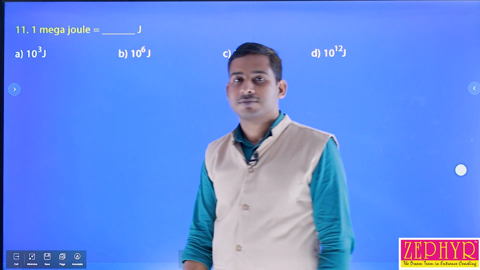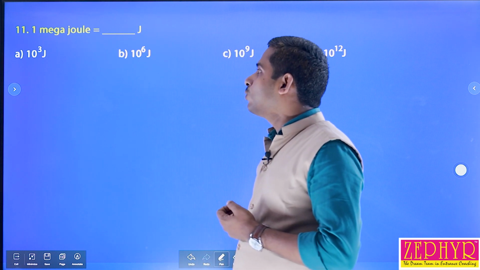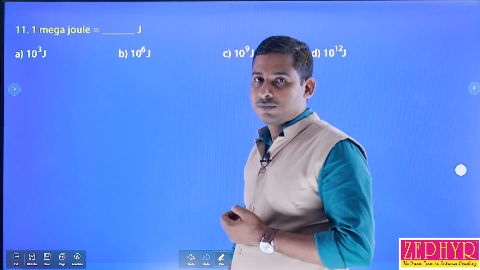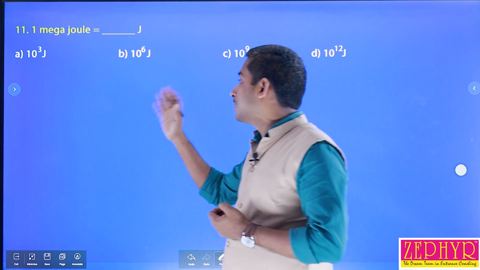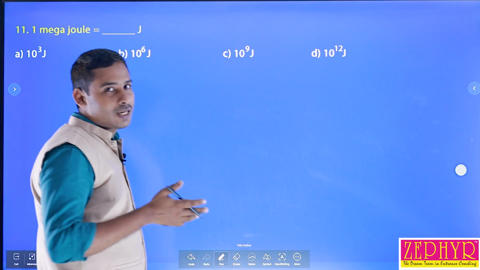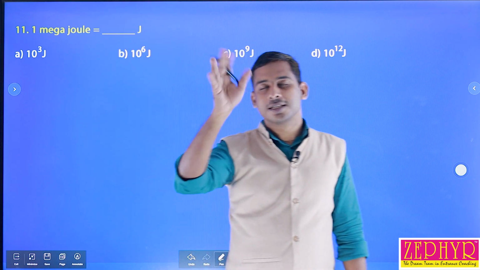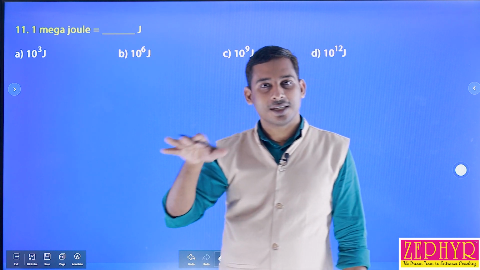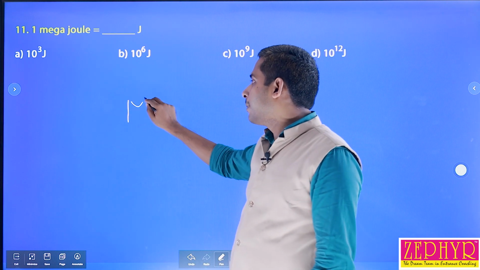11th question. It is very easy only. The question is: 1 megajoule is? The options are 10 cube, 10 power 6, 10 raised to 9, 10 raised to 12. Very easily, within seconds, everyone can say the answer. That is mega.